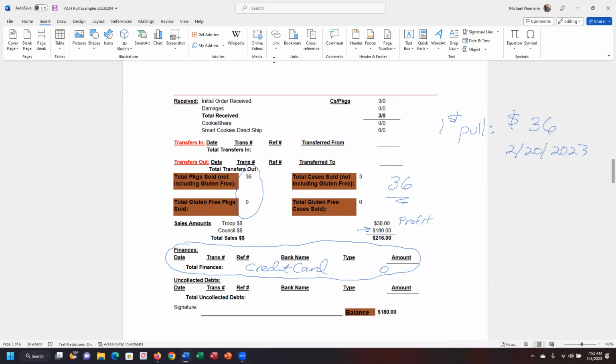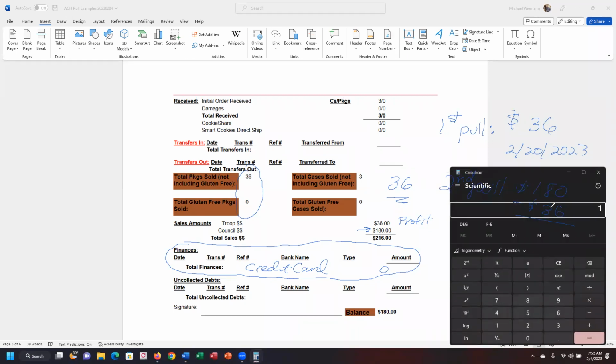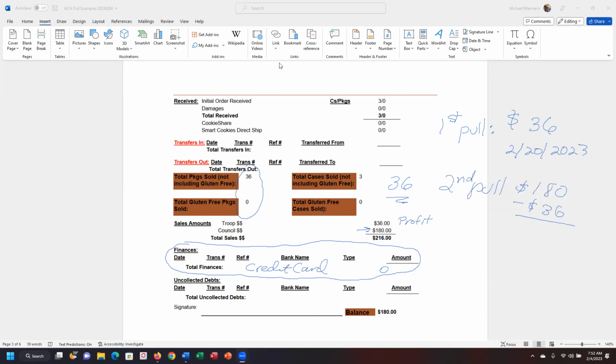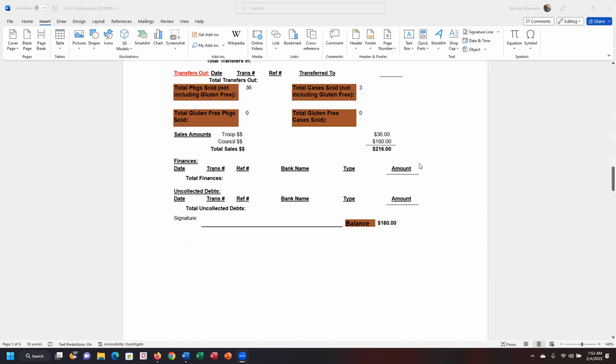Let me write that out to show this. The second pull is going to be 180 minus 36. I just lost the number again, let me do it one more time. 180 minus 36 is 144. So $144 would be the second pull on March the 20th of 2023. So for this particular troop, no credit card receipts, it's pretty straightforward. $36 will be pulled on February the 20th, and then the remaining balance of $144. The $36 is the profit for this particular troop. So that is the first example. Let me go to the next one.